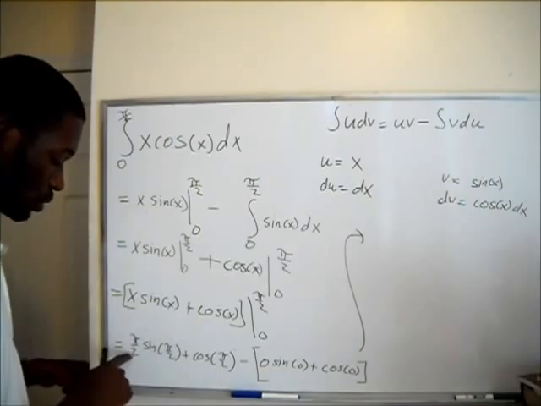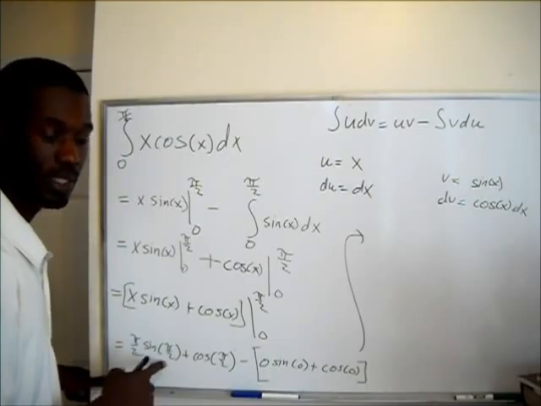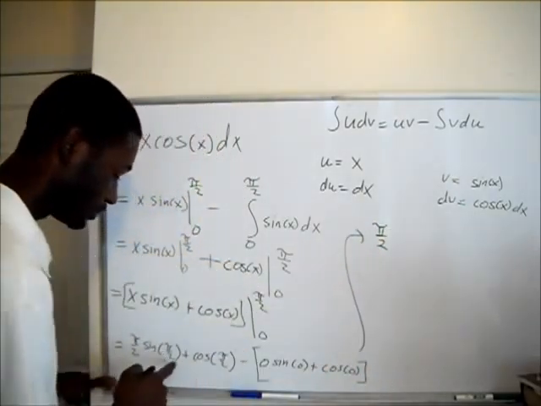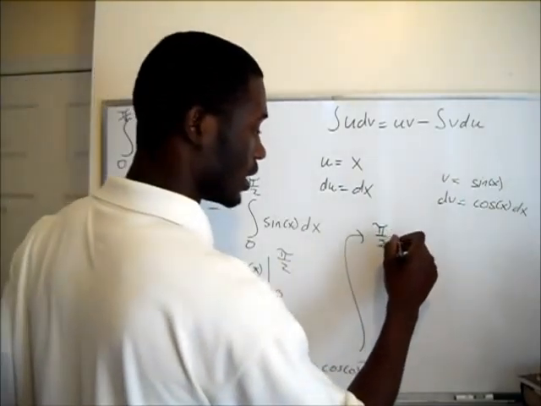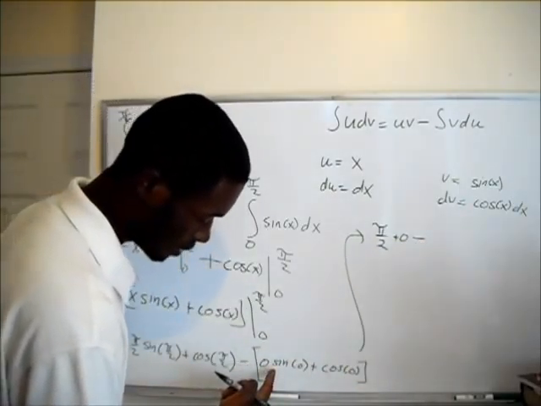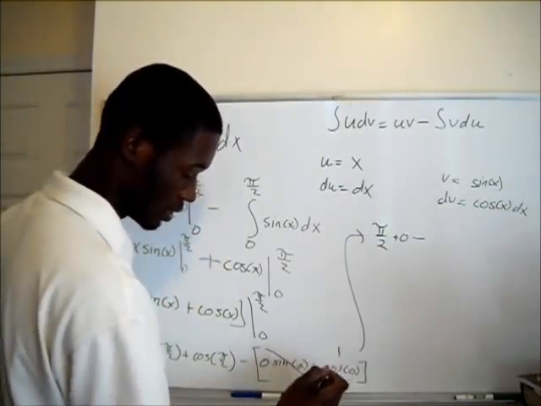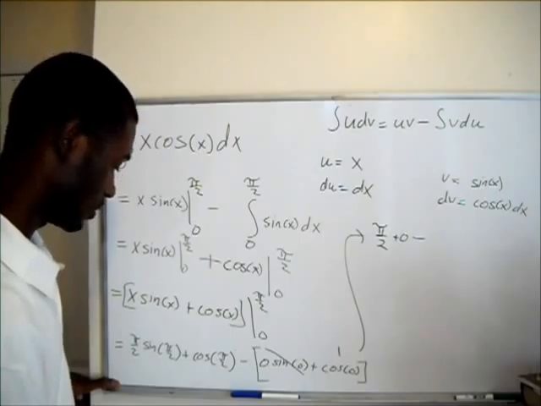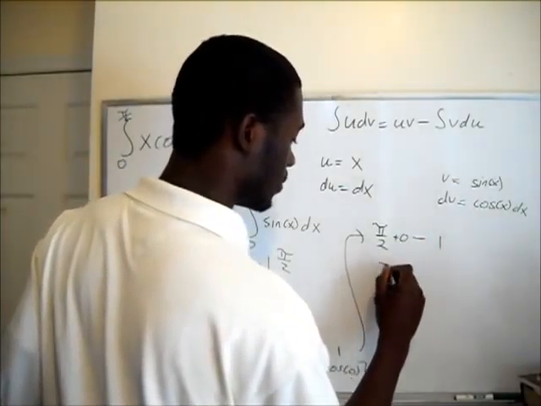Now, pi over 2 times sine pi over 2. Sine of pi over 2 is 1. So this is sine of 90, so it's going to be pi over 2 times 1. So it's pi over 2. I'm going to leave off the 1. Plus, now cosine of pi over 2 is 0, so this is going to be plus 0. Minus, now this one is just 0, because you've got 0 times something. Now cosine of 0 is 1, so you're going to have minus 1. I'm just going to distribute this now, so it's just minus 1. So my final answer is pi over 2 minus 1.